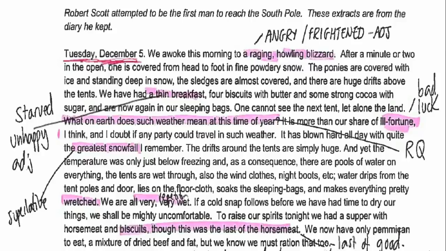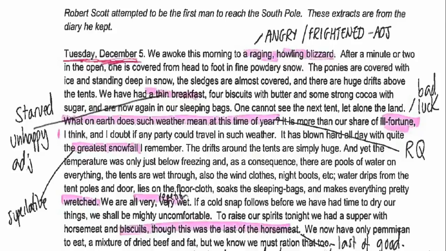Then the superlative greatest is used. So it's not just a snowfall, it's the greatest. It means he's never seen anything as bad as this snowfall, as much snow come down ever. So that shows you it's pretty bad. Then we say it's pretty wretched. Then he uses repetition. He doesn't just say it's wet, he says it's very, very wet. So the repetition of that adjective just tells the reader that he's obviously feeling really miserable.